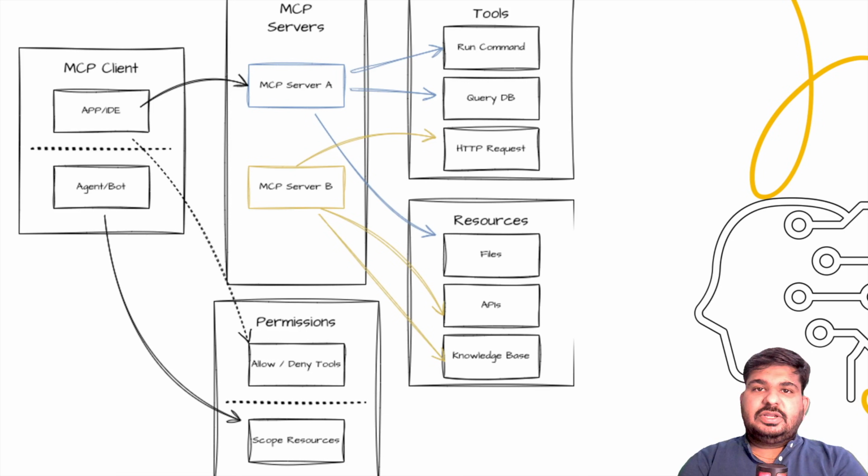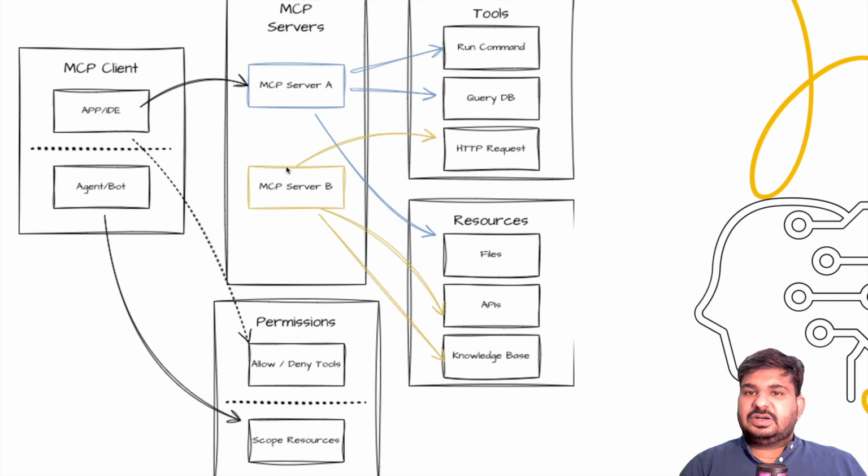Let's go through the architecture you see here. On the far left, we have the MCP client. This is your AI model inside an app or IDE. For example, Copilot in VS Code, Claude Desktop, or a custom agent inside your terminal. The client connects to one or more MCP servers. These are programs you write.